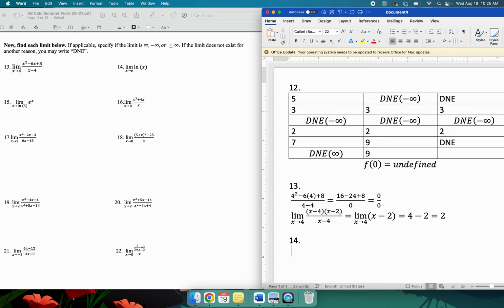14. Limit as x approaches e. e is that special number, right? It's like 2 point whatever. It's the base of the natural logarithm. Our first step is we're going to plug that number in.